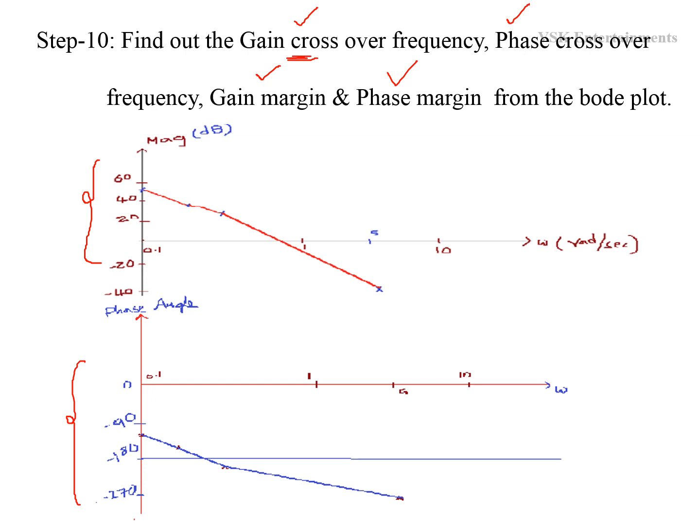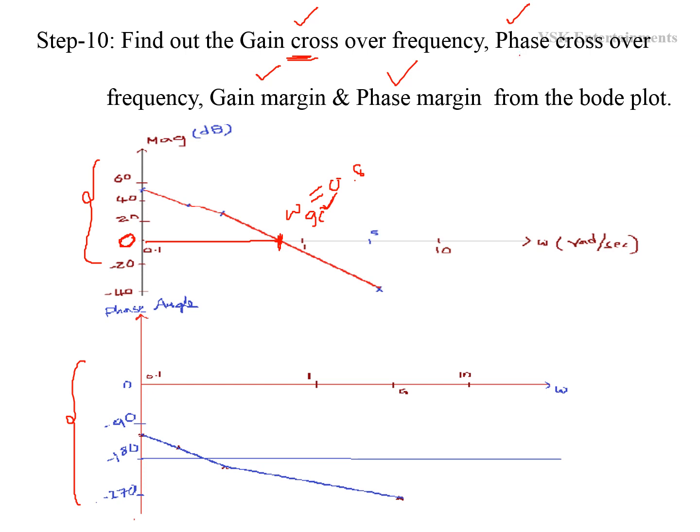Here, we already know the definitions, which we discussed in the previous lecture. Gain crossover frequency is the frequency at which the magnitude is 0 decibels. This is the line for 0 magnitude. This line crosses the magnitude plot at this point, so this is the gain crossover frequency. Its value is in between 0.1 and 1, nearly 0.8 radians per second.